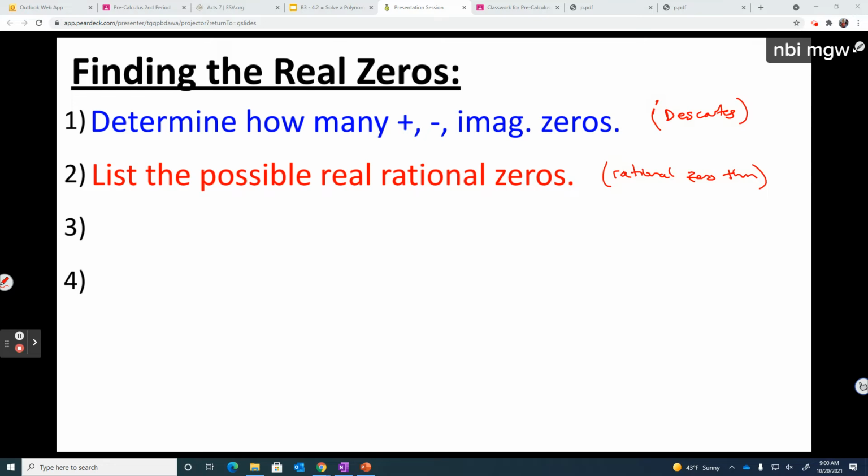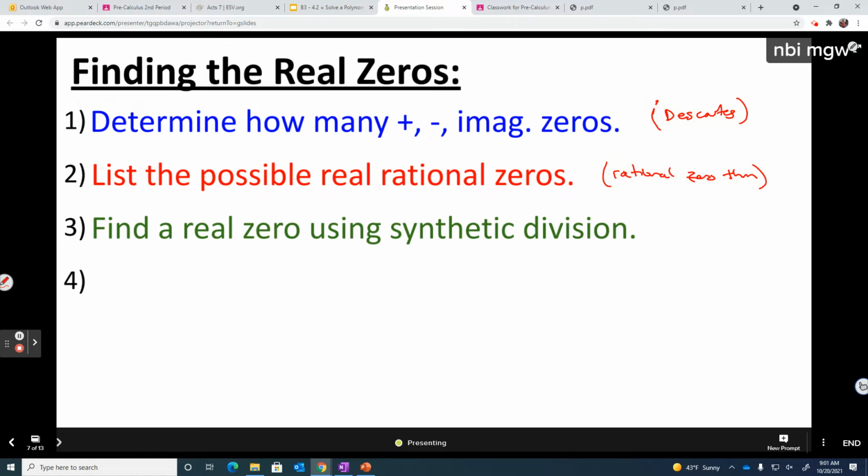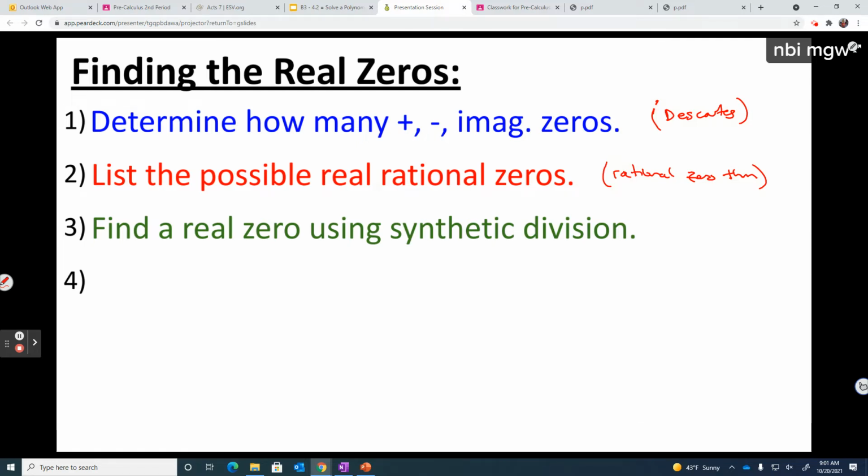All right, and then prior to this week, we'll learn something called synthetic division, right? Remember how we could test factors? So if we've got a list of the possible ones, well, then we could start testing them and see if they are. So that's what we're going to do next. We're going to find one of these real zeros using synthetic division. So we're going to just test ones we think might work, test it out using synthetic division.